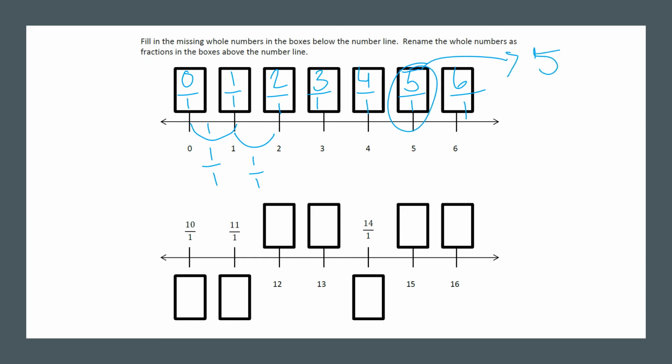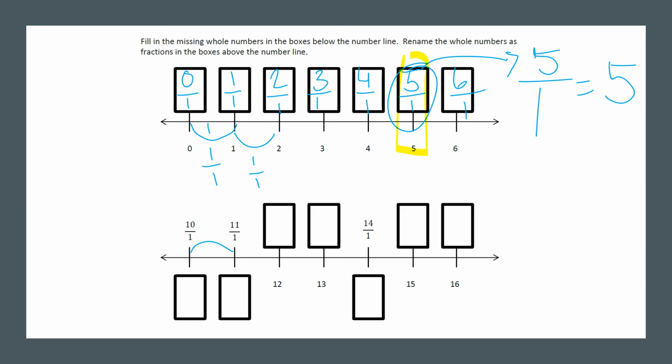I have 5 cookies shared onto one plate. That one plate will get 5 cookies. So that makes sense why this is equivalent, in the same spot, as 5 as a whole number and 5 over 1. Okay, so we're still doing that same jump. We're just jumping up a little bit to some higher numbers.